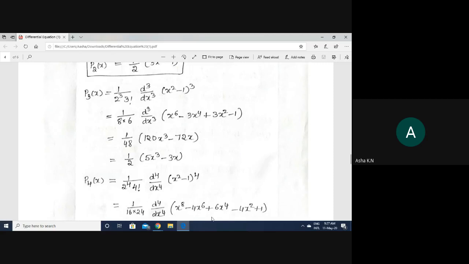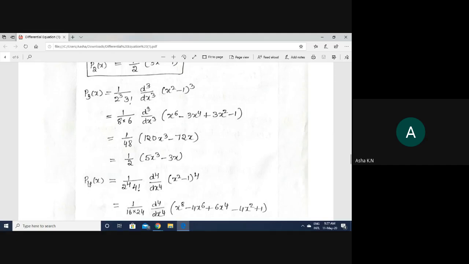Actually, if you feel that tough to remember, anyway we have up to P4 of x, right? What you can do, you can take x square minus 1 whole square into x square minus 1 whole square, take the a minus b whole square expansion, then multiply term by term. That also you can do. But I told about the formula because if you are finding whole power 5, whole power 6 and all, better to know the formula. But anyway, in Rodrigues formula, you will not go for too much higher order polynomials.